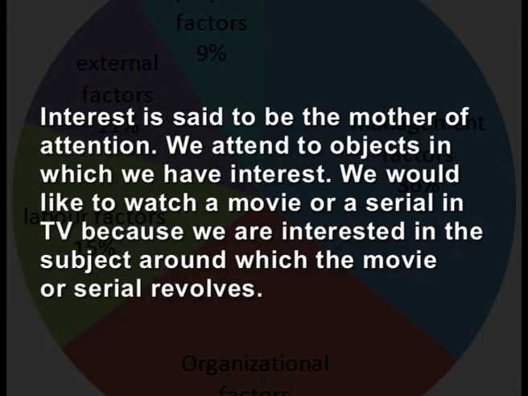Internal or subjective factors. These factors predispose the individual to respond to objective factors, to attend to those activities that fulfill his desires and motives and suit his interest and attitude. It is a mental state of the perceiver. Interest is said to be the mother of attention. We attend to the objects in which we have interest.